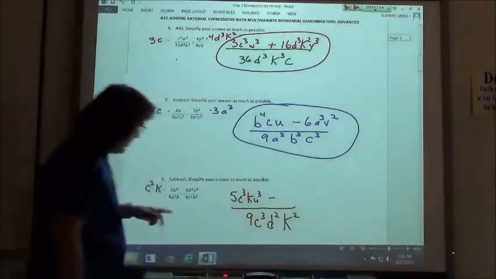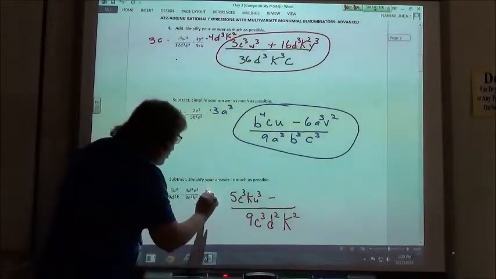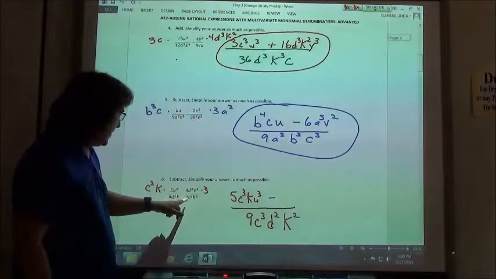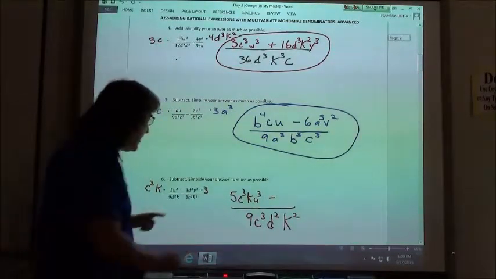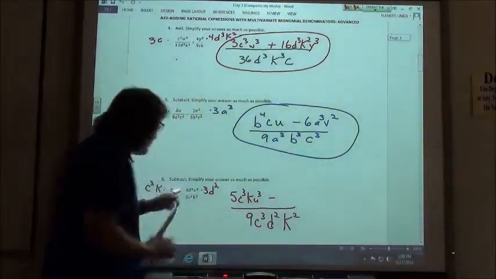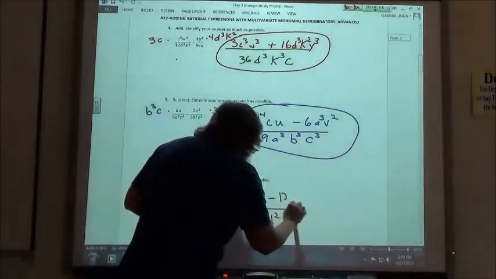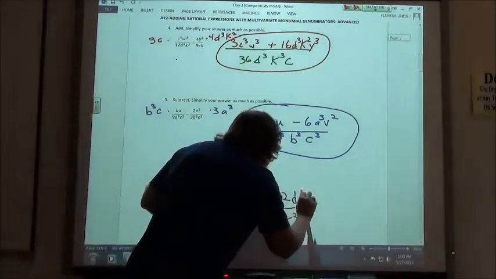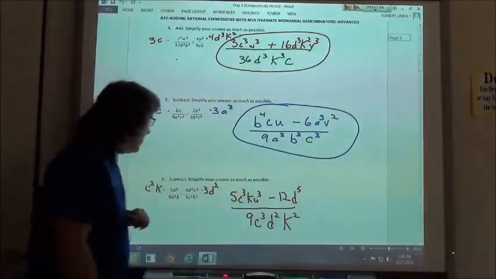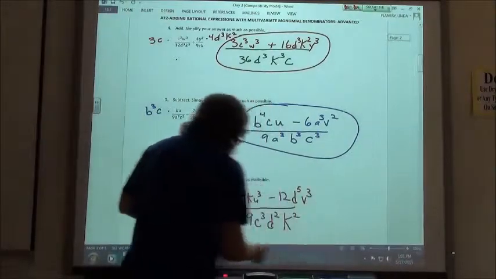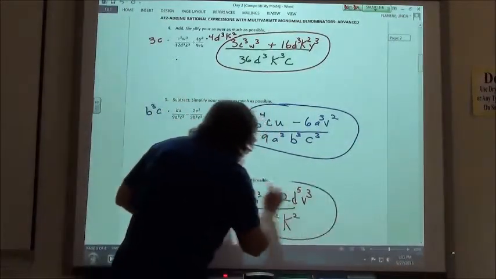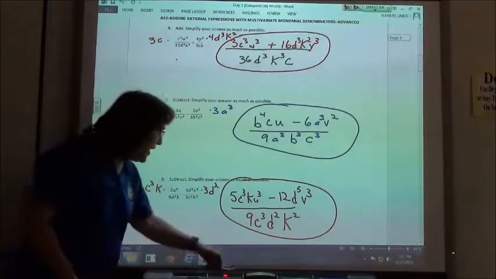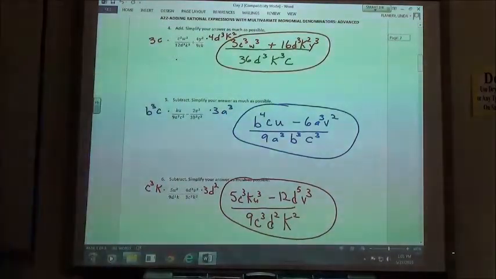Minus, on the other part, 3 goes into 9 3 times. I've got the c to the third and the k squared, but I need the d squared. So 4 times 3 is going to give me 12. I'm going to have a d to the third times a d squared, which is d to the fifth. And then I've got a v to the third. So 5c to the third, k, u to the third, minus 12d to the fifth, v cubed, over 9c to the third, d squared, k squared.